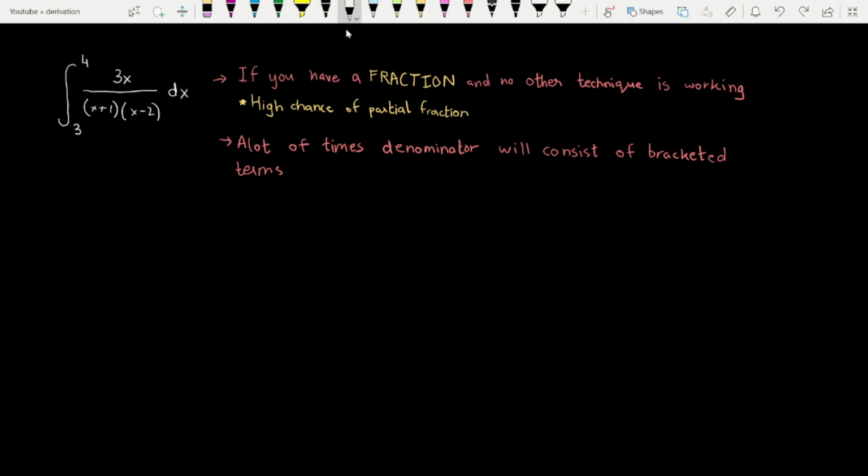But the idea is that a lot of times the denominator will consist of bracketed terms, and you can see there's brackets over here, there's brackets over here, there's terms inside the brackets. So the denominator is going to have terms that are in brackets, or in other words, they're factorized. You can multiply these brackets and expand them, but right now these brackets are factorized. So these two tips are the main tips that will help you identify partial fraction questions.